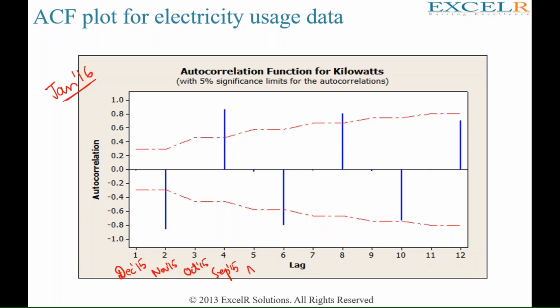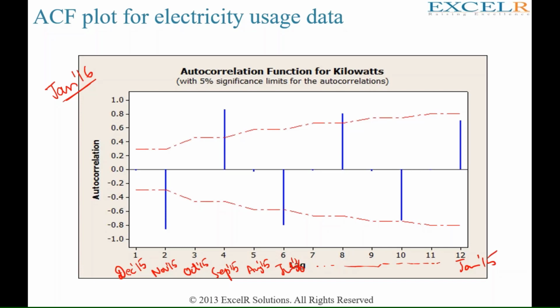Lag 5 is August 2015. Lag 6 is July 2015. So on and so forth. You have data until Jan 2015, right? And you need to forecast for Jan 2016. What month's electricity usage is more correlated with forecasting Jan 2016? If that is my question, what would be your answer? Now there can be multiple also.